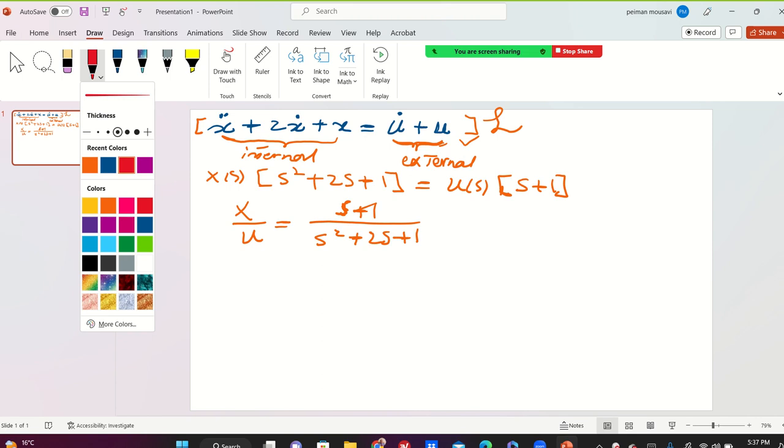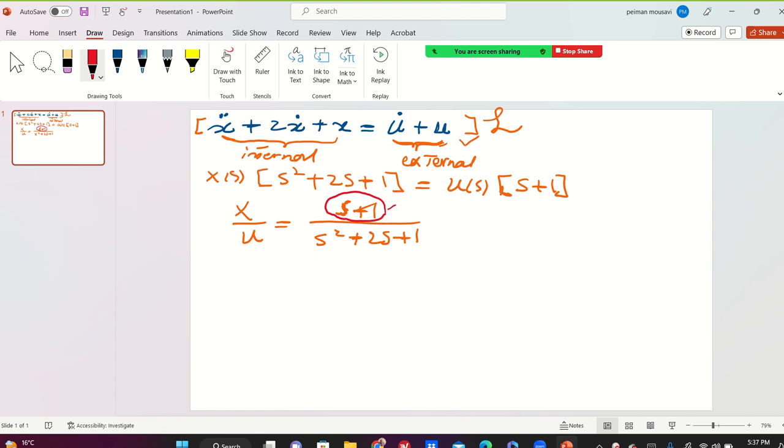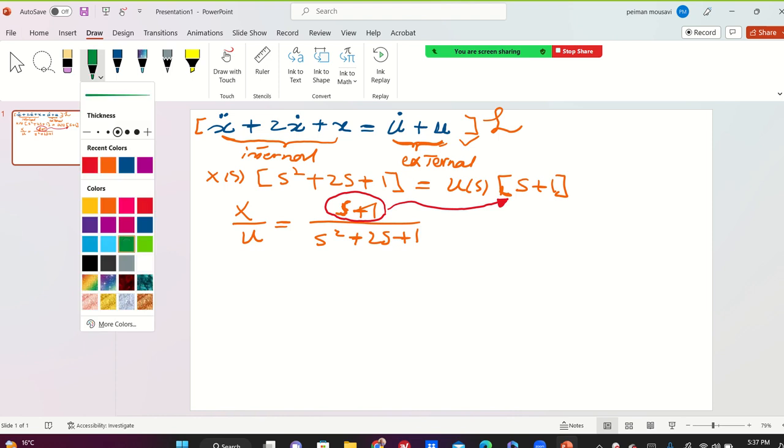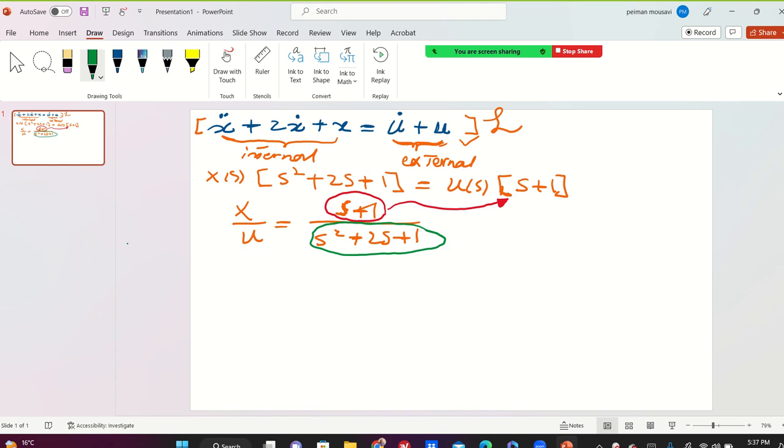Guys, this s plus 1 came from where? Look at here, all of you. From the left-hand side or right-hand side? Right, so it came from the external force. Now, the denominator came from which side? Yes, internal. So what are the roots of the numerator, as I taught you previously? What do we name the roots of the numerator?